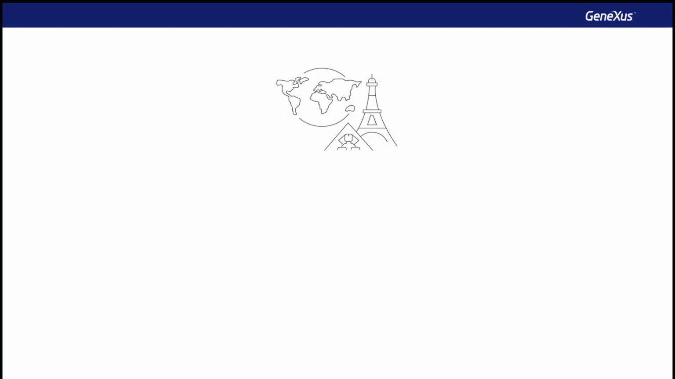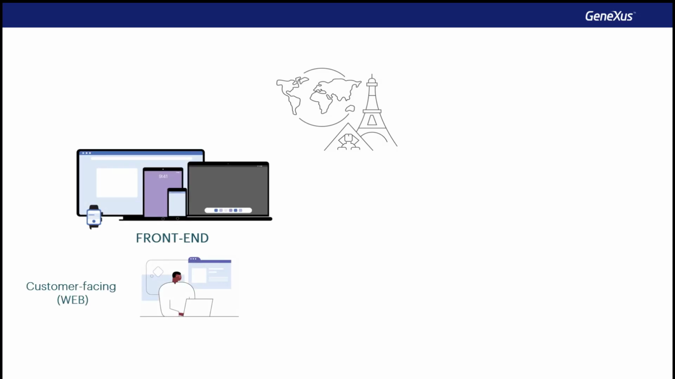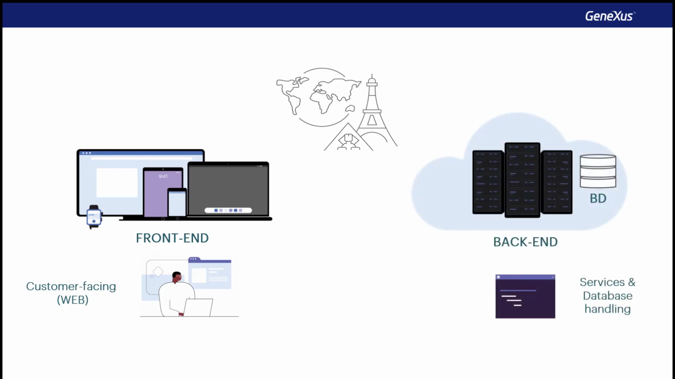Throughout the course, we'll create the front end with which users will interact through a web browser, and the back end, which will include the server programs and the creation and maintenance of database structures. As we'll see, GeneXus allows generating all the parts of an application without worrying about having to complement any part of the project with external developments.